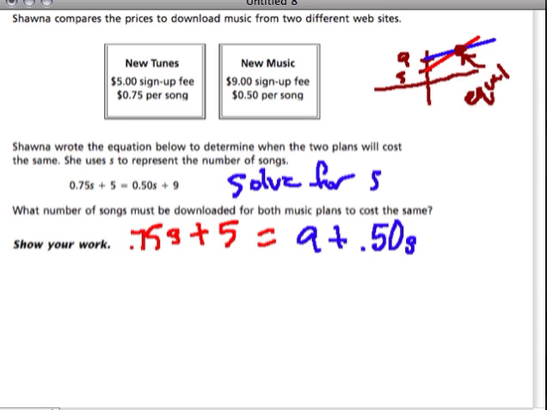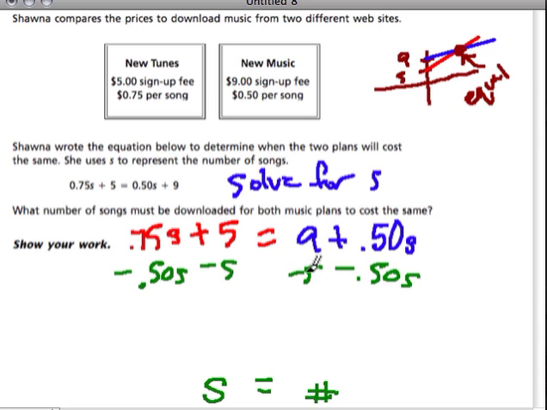Okay, so now we know that we want to solve for S. How do we do that? Well, I'm going to make my plan where eventually I want my S's on this side and my numbers on this side of the equation. So if I have 0.5S here, or 50 cents per song, I'm going to subtract 0.5S, because I want to move it over here and do the same thing on both sides to keep the balance. And I would also subtract 5 here and subtract 5 on this side, because I'm moving the numbers to the right side.